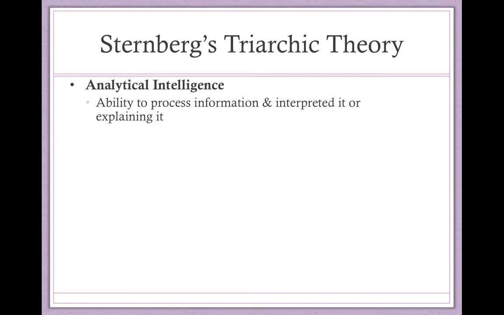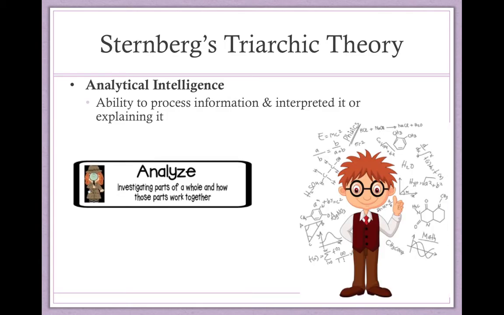So analytic intelligence is the ability to process information and interpret it or explain it. So when you analyze, you investigate parts of a whole and how those parts work together. So people who are good at math probably have a high analytical intelligence. If math just comes naturally, easily to you, and also if you enjoy chemistry, if you enjoy the rules of science and math, you probably have a good analytical intelligence.